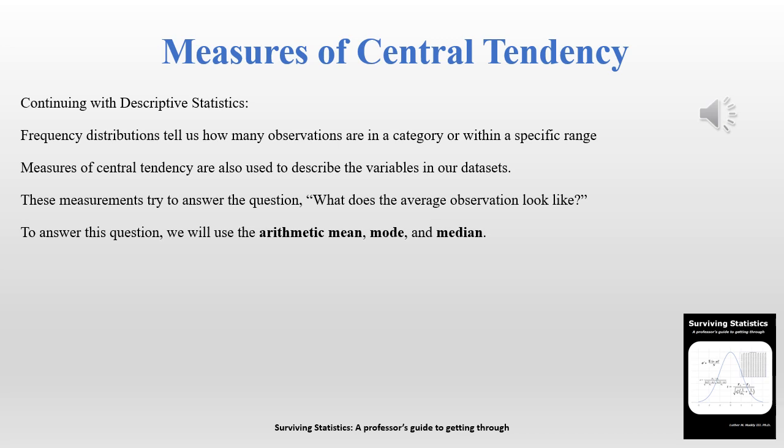In Chapter 2, we talked about frequency distributions that told us how many observations there were in each category or within a specific range. So now we're going to be talking about measures of central tendency. And central tendency is an attempt to describe what the average variable looks like. And so the way we're going to be doing it with this first part of Lesson 3 is we're going to be talking about the arithmetic mean, or sometimes called the average. We'll also talk about the mode and also the median, and all three of these are trying to tell us what the average observation in the data set looks like.